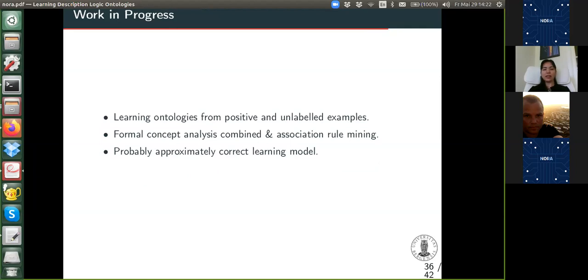So currently, we have been looking into a way of combining formal concept analysis and association rule mining. So essentially, to build an ontology where we can find these complex relationships between the concepts, but on the other hand, allow some noise in the data and also use the support measure. This is one of the ongoing works. And we are also considering how to provide probabilistic guarantees for the outcome of the procedure.